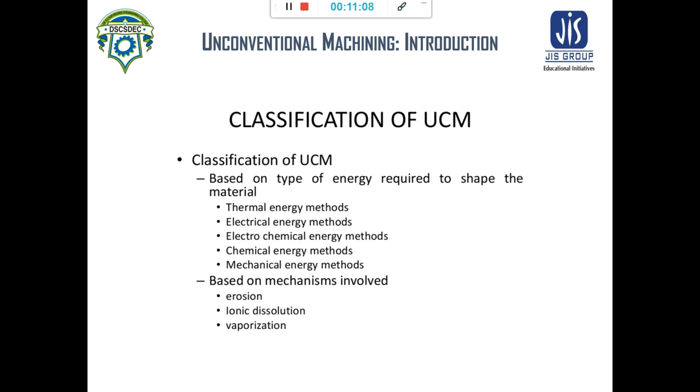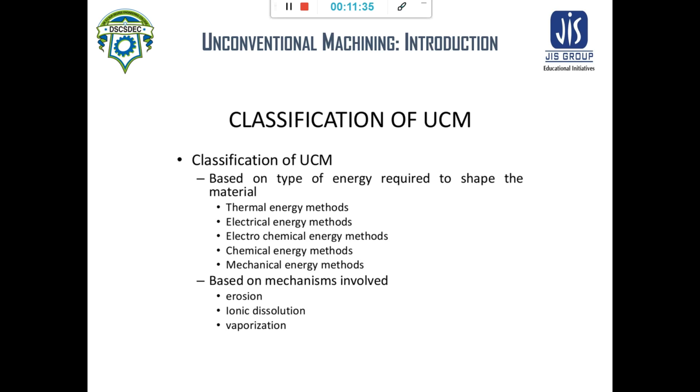This ion transfer is known as ionic dissolution. Next is vaporization, due to thermal effect, due to electrical effect, due to chemical effect, that means due to exothermal reaction. What can be seen is that in the workpiece the material will be evaporated directly. This process means the material will be melted and evaporated.